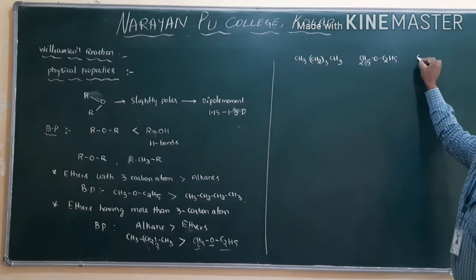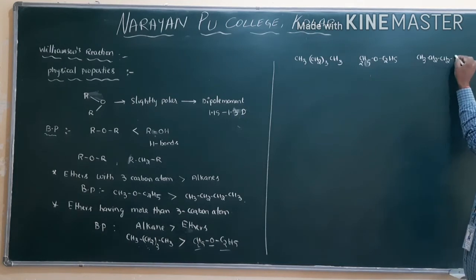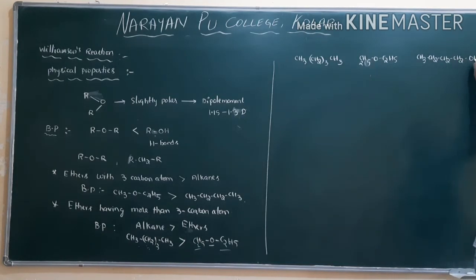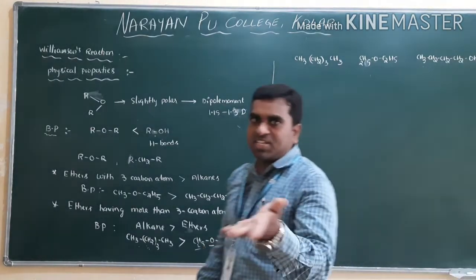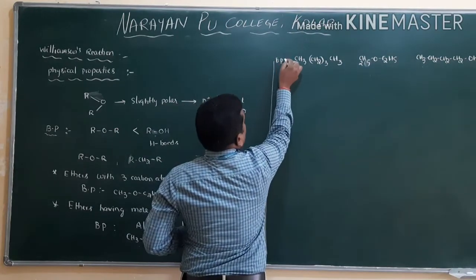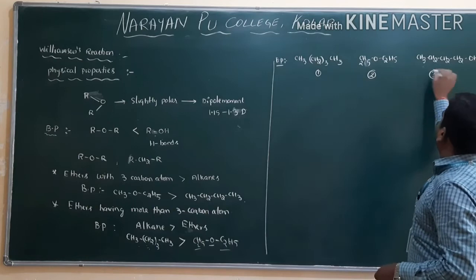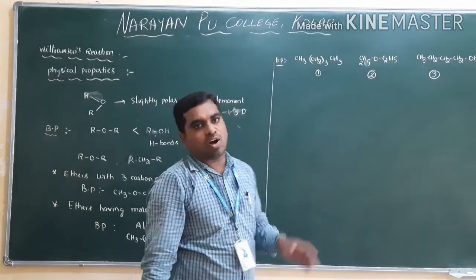Next one they have given here CH3, CH2, CH2OH. This is compound 1, 2, 3. Yes, this is the compound. The textbook has given boiling points for compounds 1, 2 and 3, and they are asked to write the boiling point order here.